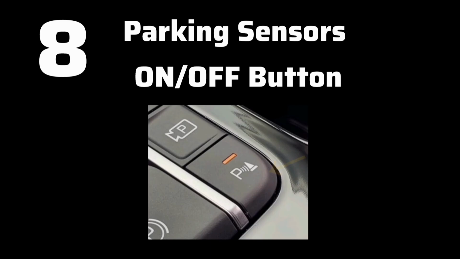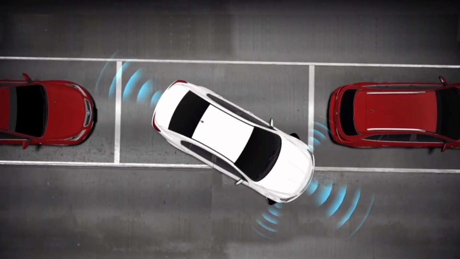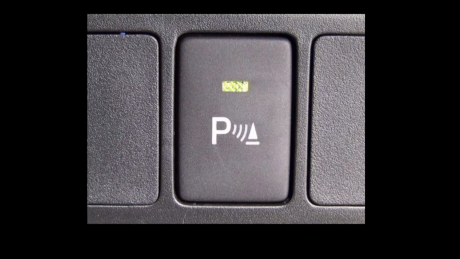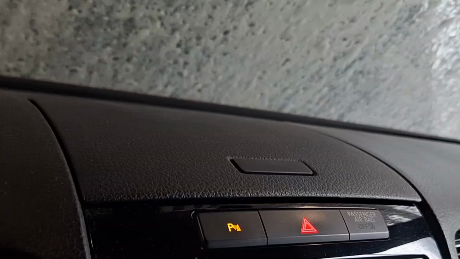Parking sensors on/off button. Pressing it turns the parking sensors on or off. Parking sensors help detect obstacles around the car when parking or driving at low speed. The system warns you with sound or visual signals as you get closer to an object. This button is useful when the sensors activate too often, for example in a car wash.